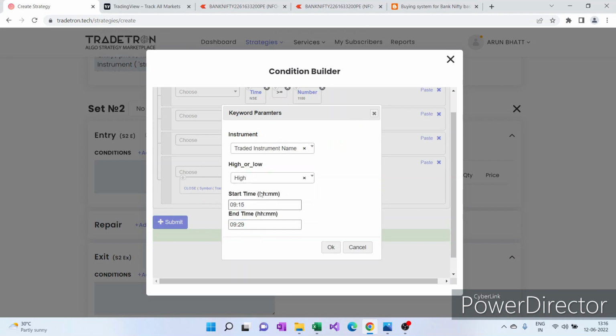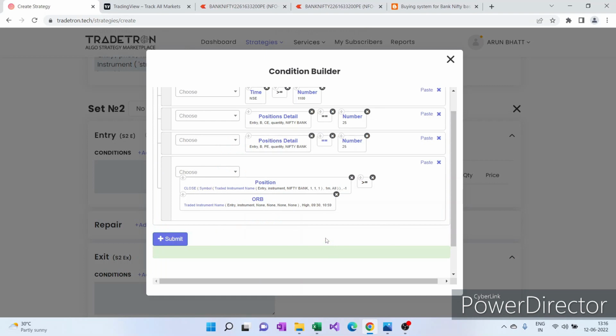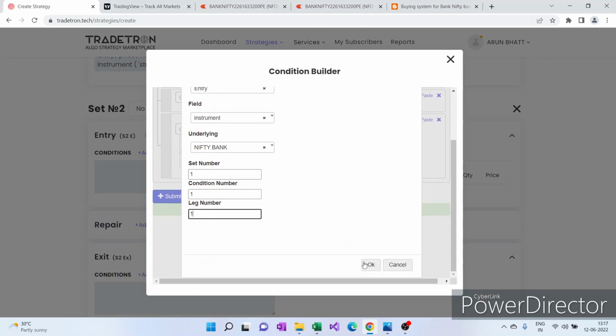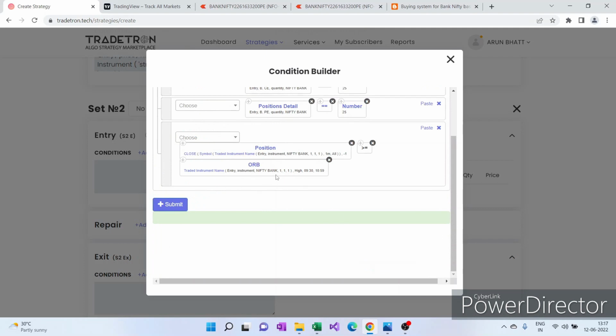Now here again we are checking it against that instrument. We are checking for the high, and we are checking for the range between 9:30 to 10:59. And again we have to tell for which instrument we are checking it. So again 111. So we are checking for that C option which we bought. So here it will give me the range breakout high. Then I have to add 10 to it because the candle should close more than 10 points above the range high. So I'll be saying plus and then 10 to it.